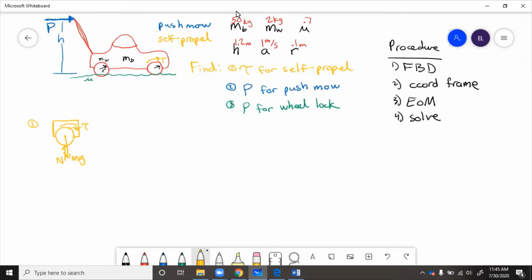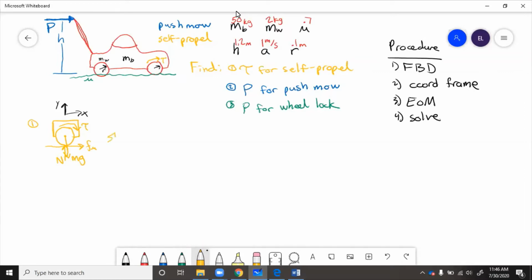Now, normally friction opposes the direction of motion. But since the wheel is trying to rotate clockwise, the friction is going to oppose that and go like that, because the friction has to counteract the torque. That's what keeps the wheels from slipping and allows them to actually turn. So we'll put our coordinate frame on here: X going to the side, Y going up. And then we'll write our equations.